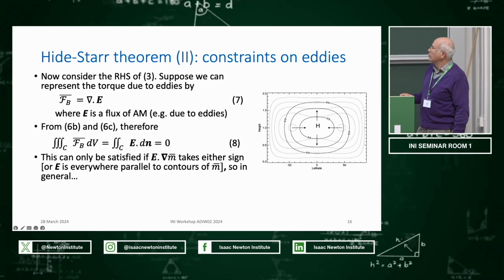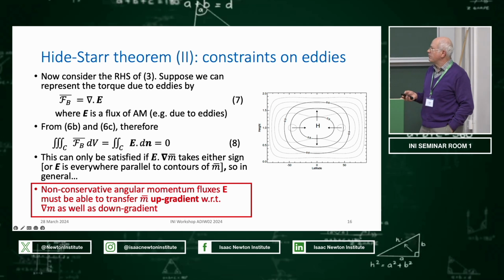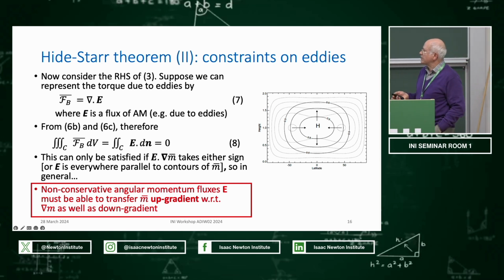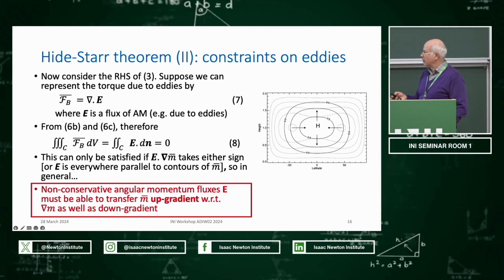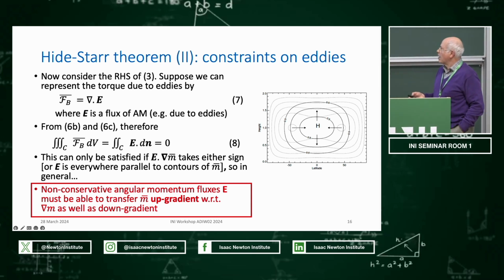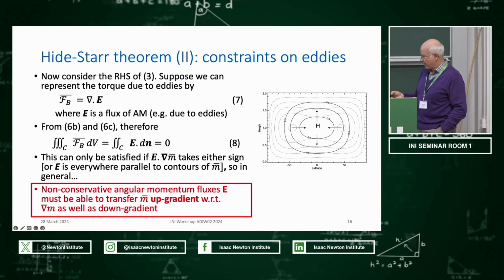So in general, what this leads to is the conclusion that non-conservative angular momentum fluxes must be able to transfer m up gradient somehow. Not necessarily in all directions, but it has to be able to achieve some up gradient anti-diffusive flux.